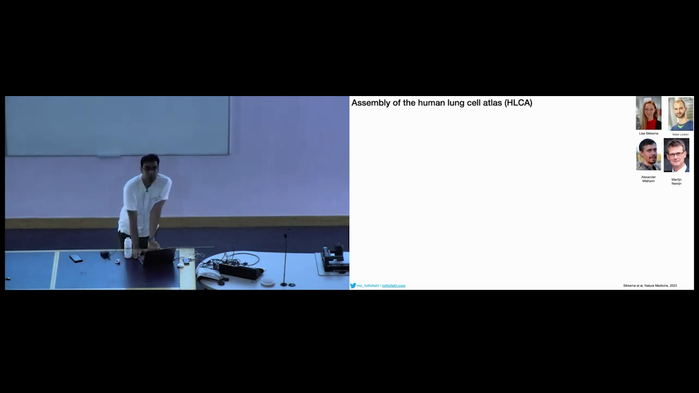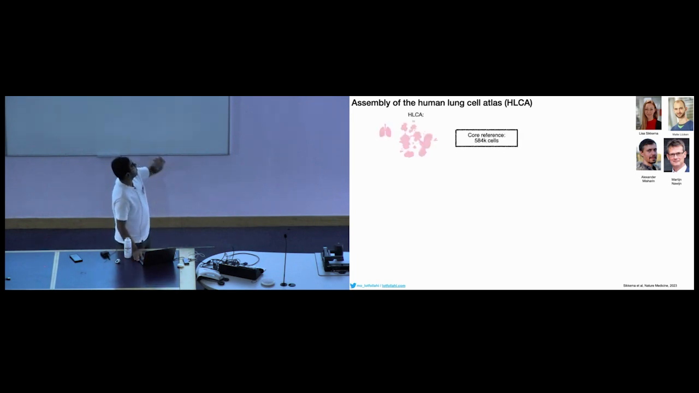Now more and more of these references are coming. People are building these large-scale data sets. One effort here is now published in Nature Medicine, last week, to build a human lung cell atlas. This was led by Lisa Sikkema, a PhD student in Munich, who I think worked with about 80 other people for 3 years to build this resource.